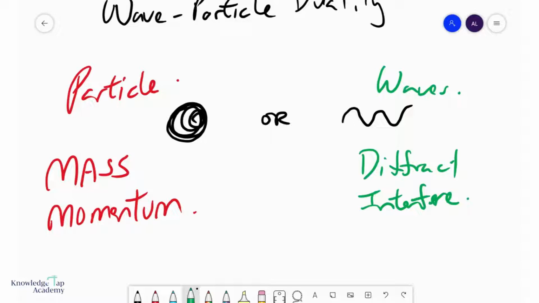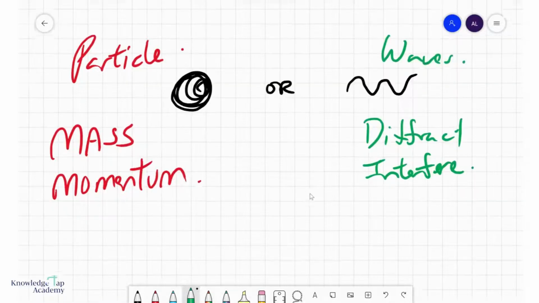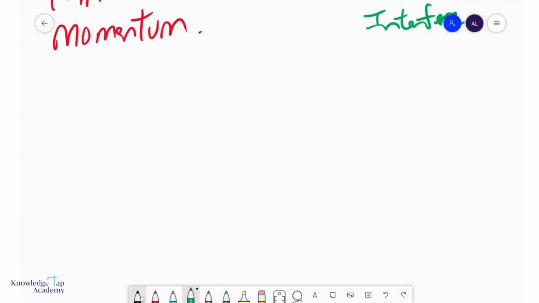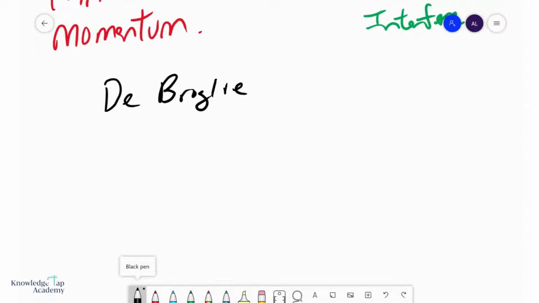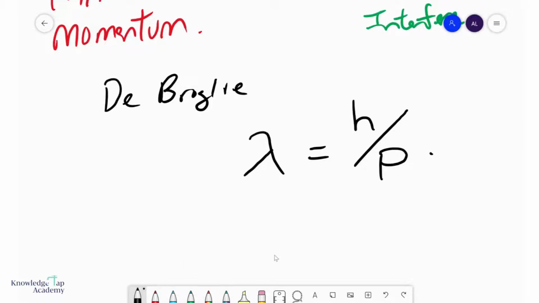Now, this is a very strange concept, but one man who tried to put all this together was a gentleman named de Broglie. Okay, and he came up with the very nice equation, the de Broglie wavelength: lambda equals h over p. And this is the equation that links waves and particles together.